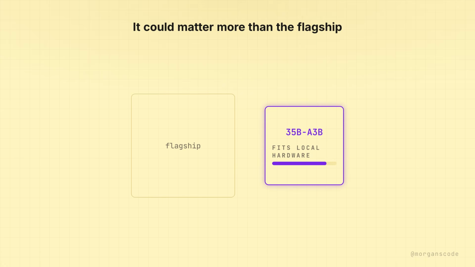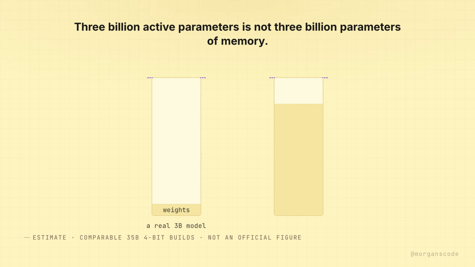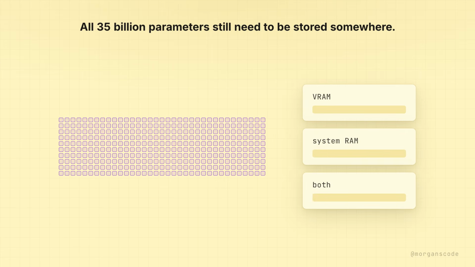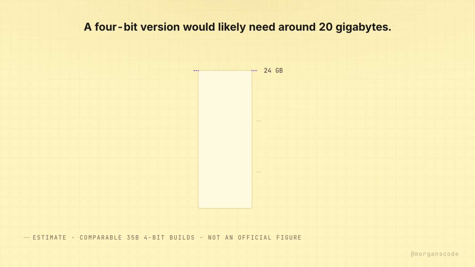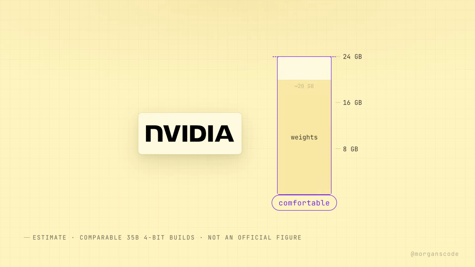If it can, a 35B-A3B version could matter more to local users than the larger flagship models. This is where the A3B name can be misleading. 3 billion active parameters does not mean the model occupies the same memory as a normal 3B model. All 35 billion parameters still need to be stored, in VRAM, in system RAM, or both. Based on similar 35B models, a 4-bit version would likely need around 20 GB before adding a large context. That means a 24 GB GPU would probably be the comfortable single GPU option.